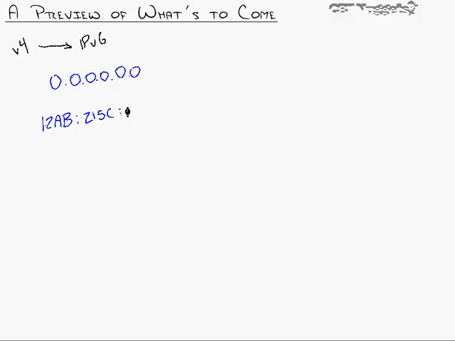215C, 39AA, 54B6, FF6A. Oh, we're still going. 7890, and one more. No, wait, two more. 77AA, and then finally AABC. That, my friend, is an IP version 6 address.